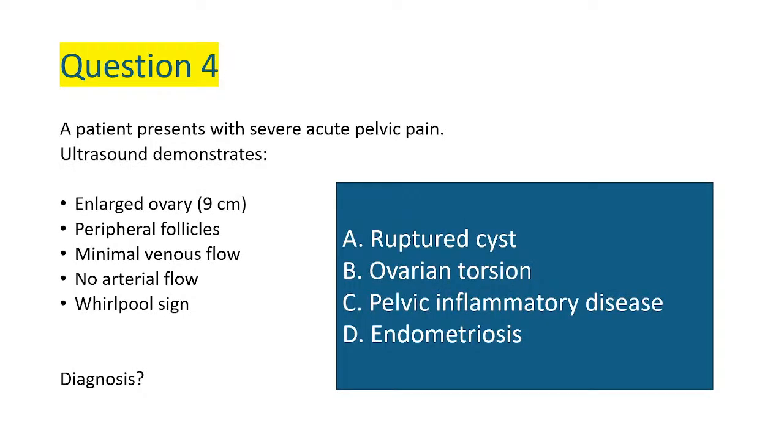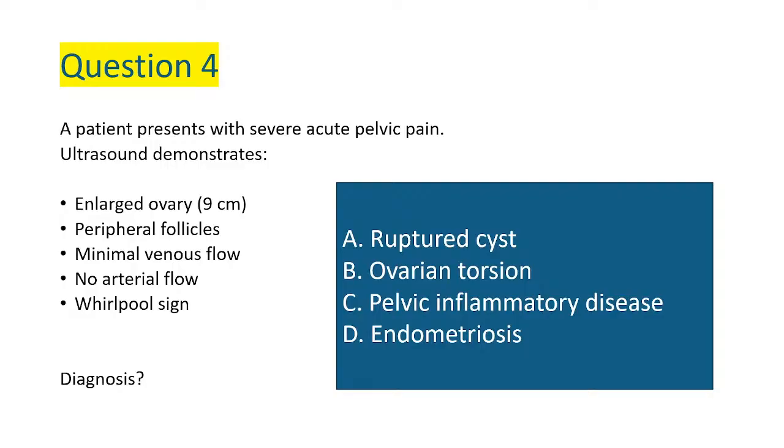Question number 4. A patient presents with severe pain. So this is the carotid going all the way like that. Peripheral for the base of the carotid, minimum venous flow, no arterial flow. These are some of the images and videos that I have acquired. So in this presentation, I'm just giving the video so that you can appreciate in real time what was going on. Then you can come up with a diagnosis. So let me go to the next video.